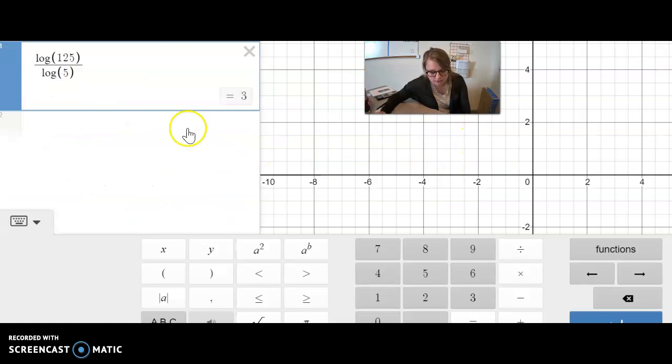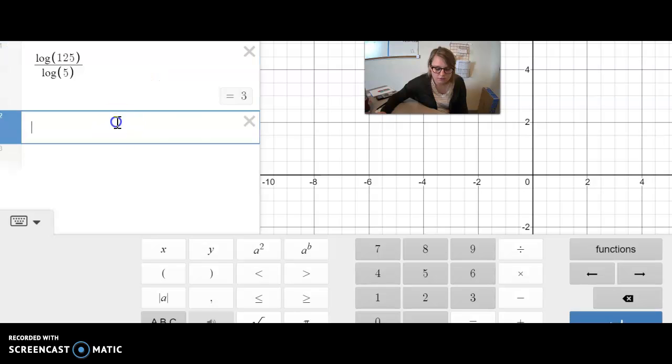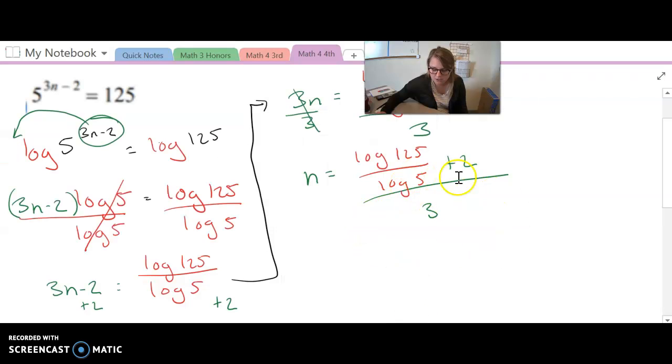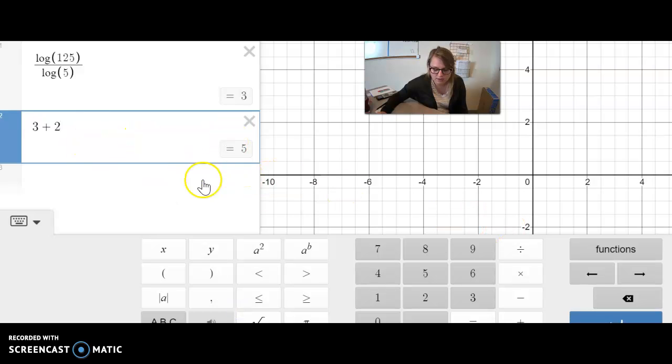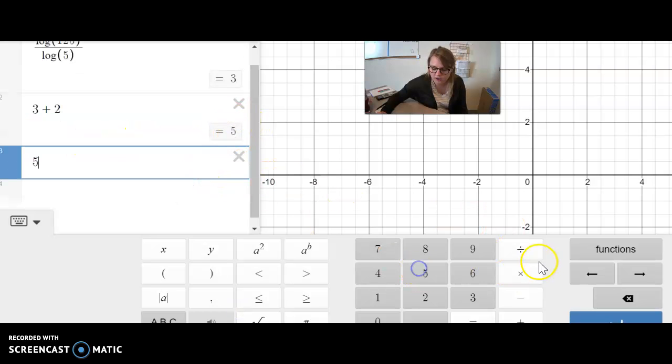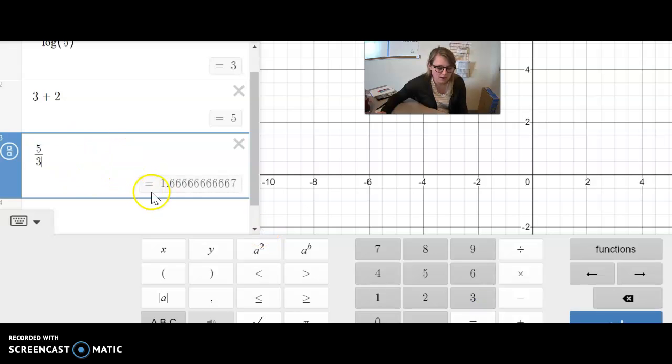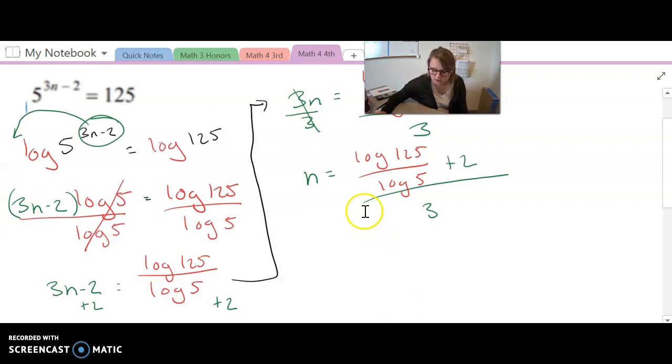If I use Desmos, we end up getting log of 125 over the log of 5 to be 3. Then from here, we have 3 plus 2, remember from over here, and then we need to divide by 3. So our final answer is 5 divided by 3, 5/3. So going back to over here, we have n equals 5/3.